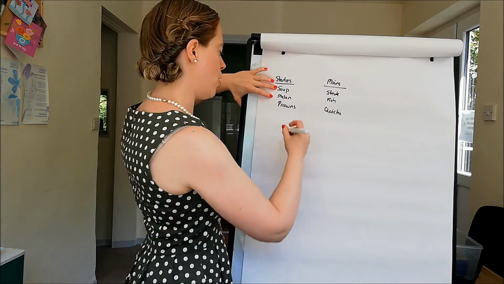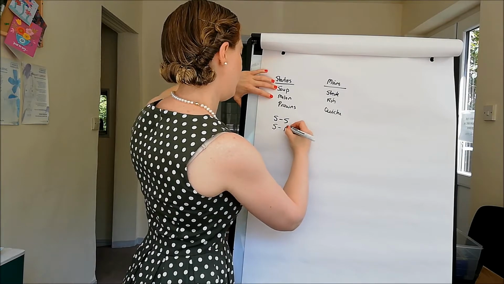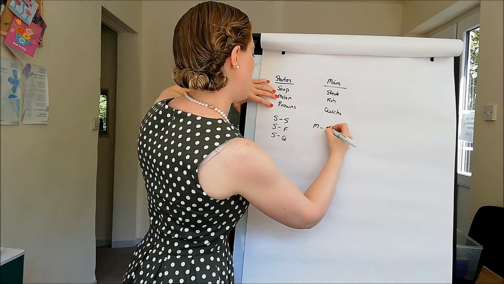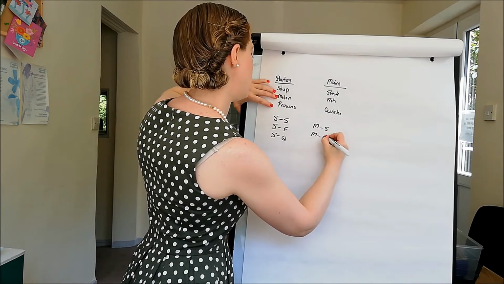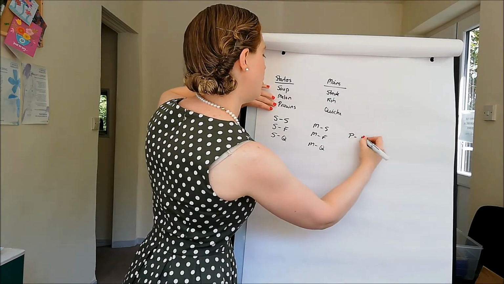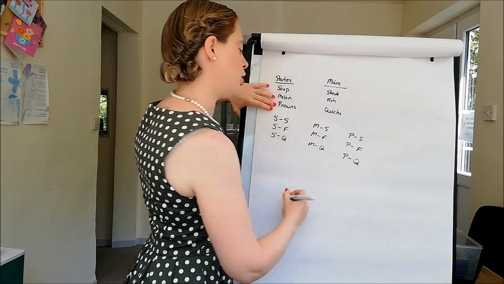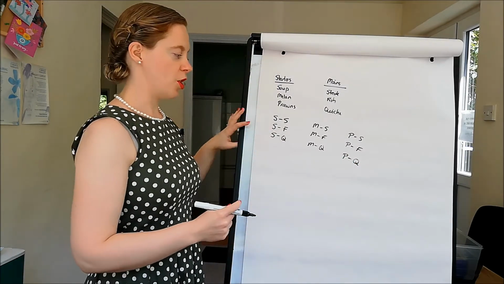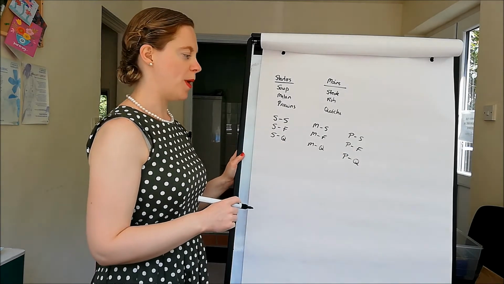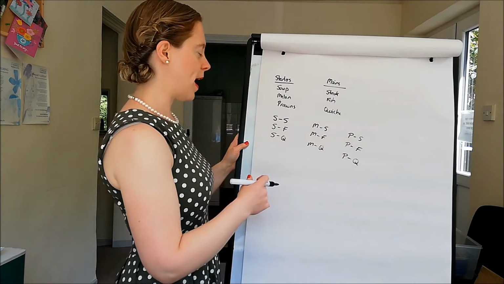Again, we'll just go in order. So you could have soup with steak, soup with fish, or soup with quiche. You could have melon with steak, melon with fish, or melon with quiche. And you could have prawns with steak, prawns with fish, or prawns with quiche. And so altogether we have 9 different combinations that someone could pick, and by doing them in a logical order we make sure that we don't miss any out.